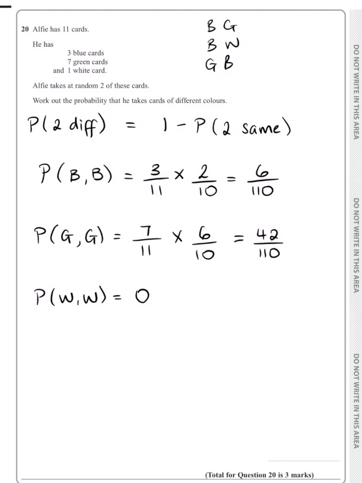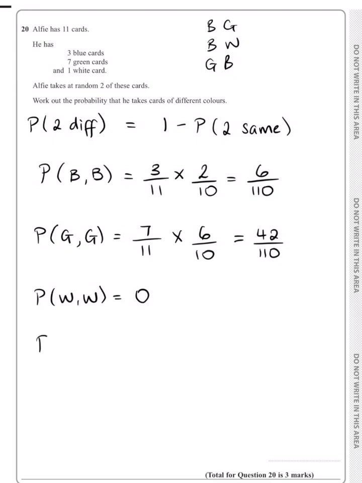Now that we've done that, we can work out the probability that we can pick out 2 cards that are the same. So either we can pick blue and blue, or we can pick out green and green, or we can pick out white and white. Whenever we use the word or in probability, we're going to add the answers together, add the probabilities together. So we're going to go through and add these answers.